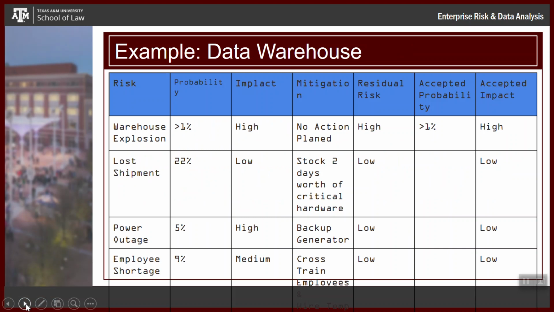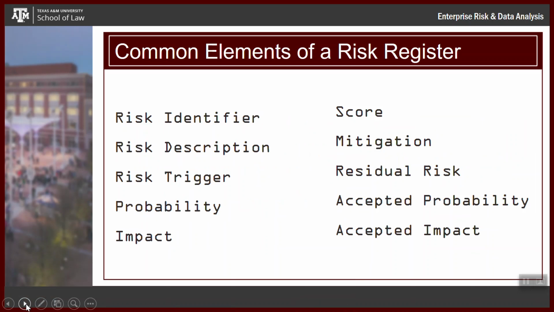Others we might say, remember our way of dealing with risk: accept, avoid, mitigate, or transfer. Well, our accepted risk could be high. We're going to accept that risk even though a warehouse could explode because, well, there's not much we can do other than put in safety and have insurance. That's transferring the risk. So the common elements are just identify the risk.